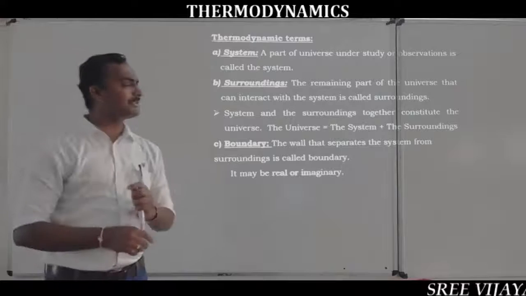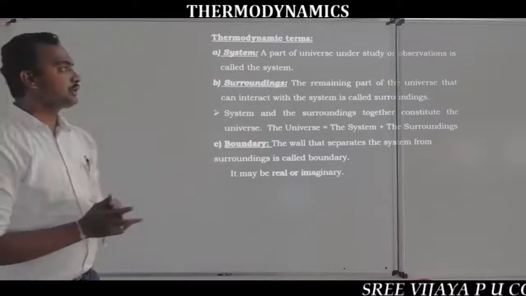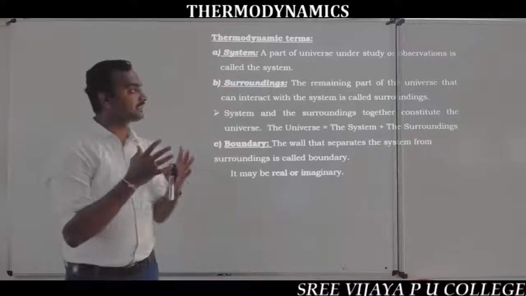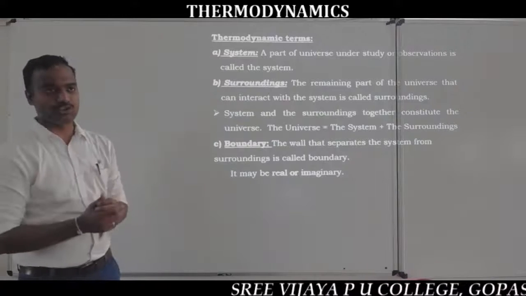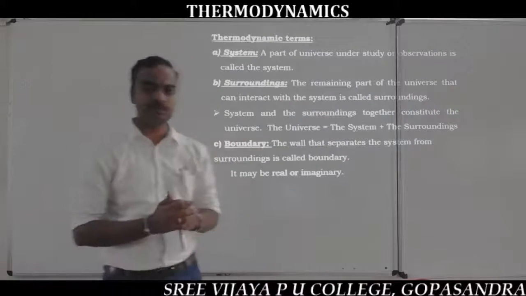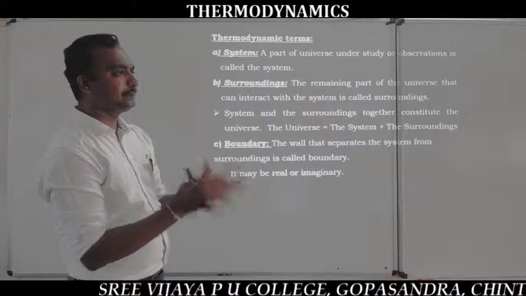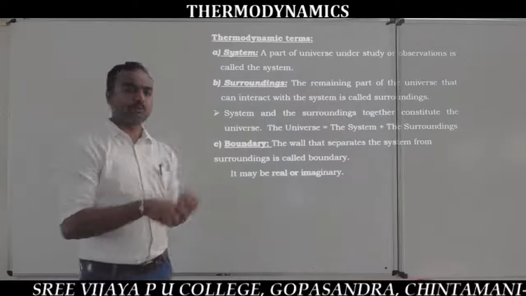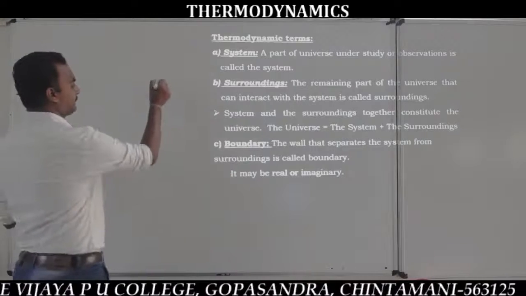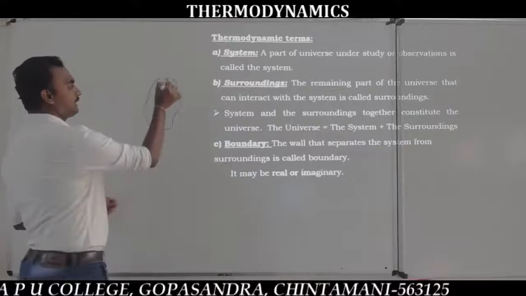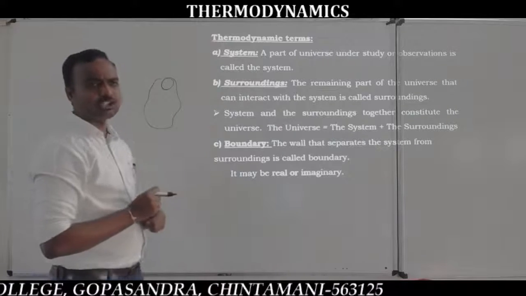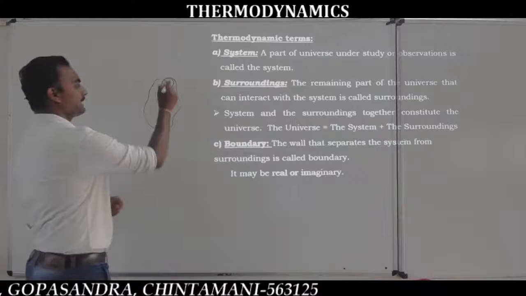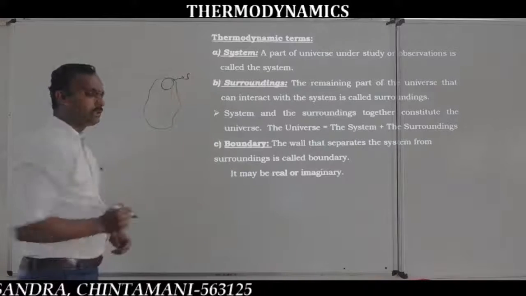First, system. Let me take the universe. A part of the universe which is under study or under observation, a particular part we take in the universe for thermodynamic study or observation, is called the system. For example, if this is the universe and this part is taken for a thermodynamic study, that is called a system.